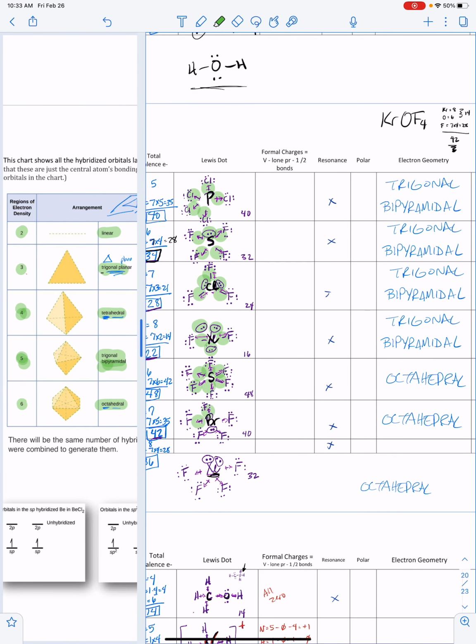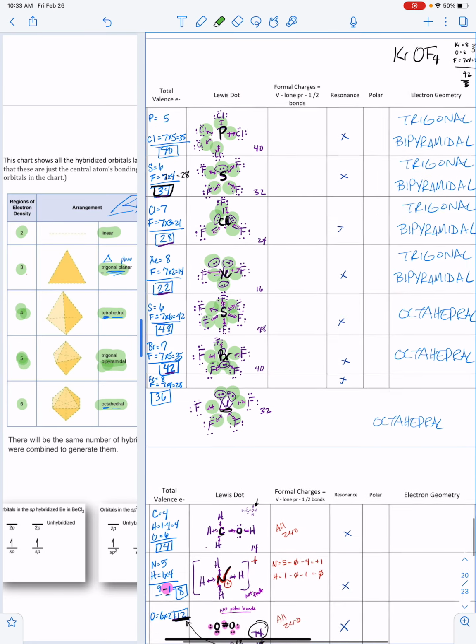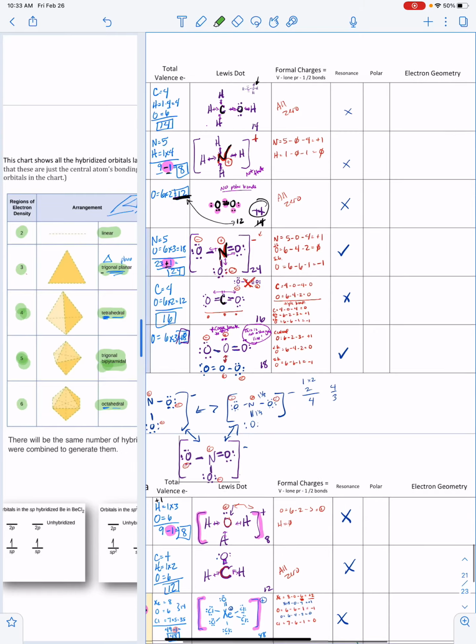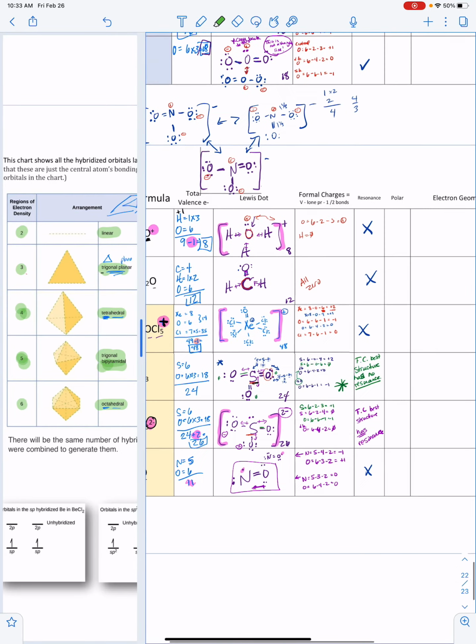1, 2, 3, 4, 5, 6. Octahedral. Again 6. So we're just looking at a region of electron density. We're saying either the bonds or the lone pairs are equal regions of electron density. Now, you go ahead and fill out the next 2, and I'll show you what the answer should be.